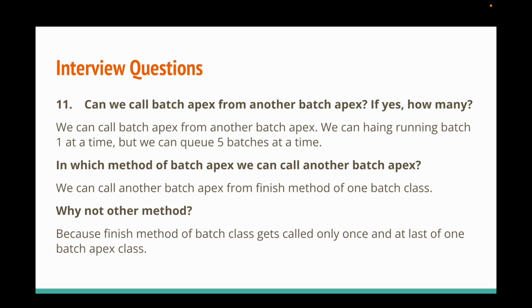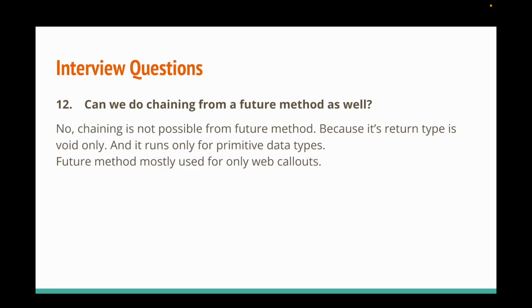So that's it for this. Now we have the next question: can we do chaining from a future method as well? The thing which we did for batch classes, that is calling one batch from another, and then another batch from the third one, can the same be done from a future method as well?